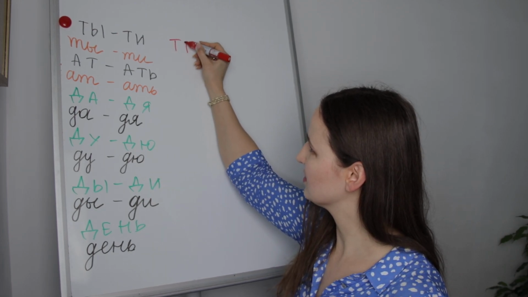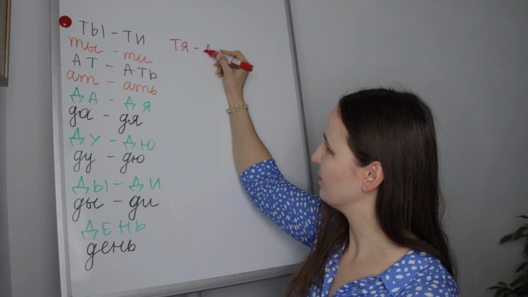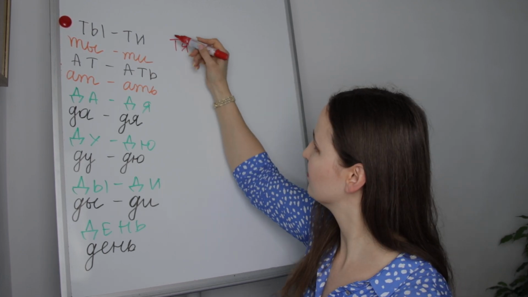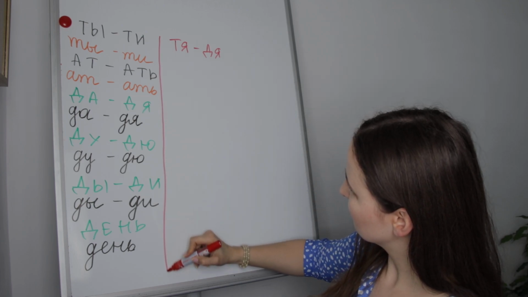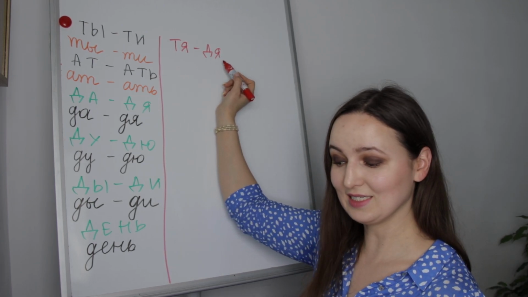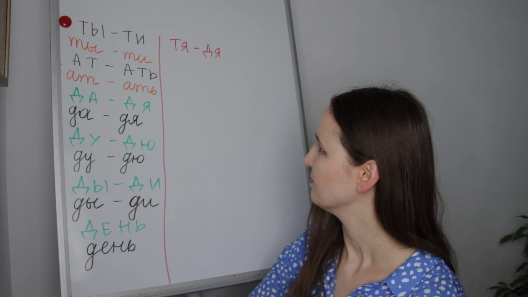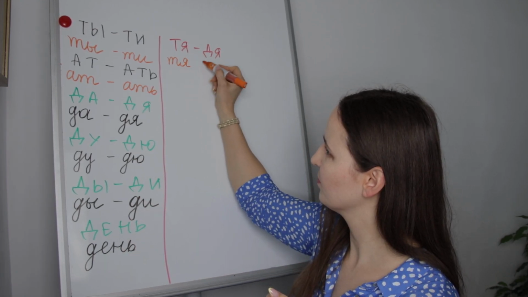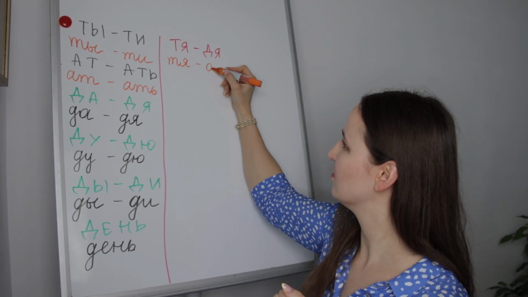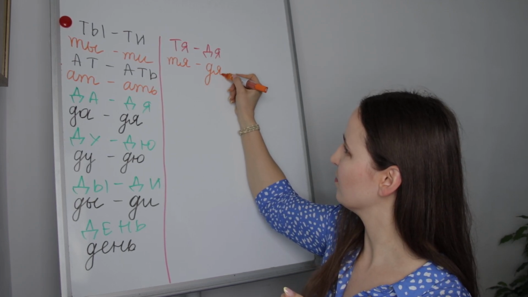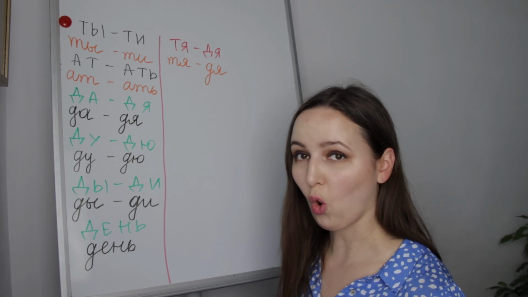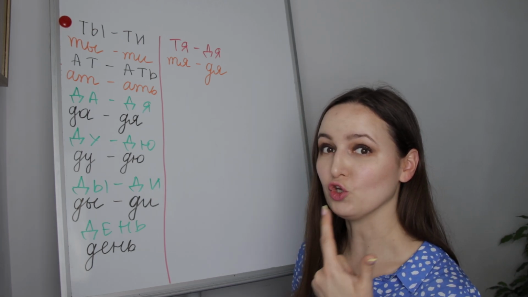Тя, дя. Тя, дя. Now let's write it cursive. Тя, дя. Тя, дя. Чо, дё with your letter.